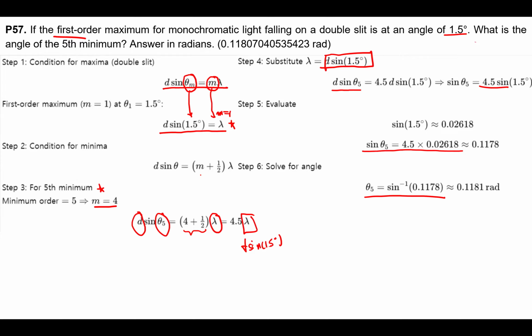Okay, so note that it starts from 0. Okay, 0, 1, 2, 3, 4, so that you get fifth. Okay, and then m should be the 4, not 5.